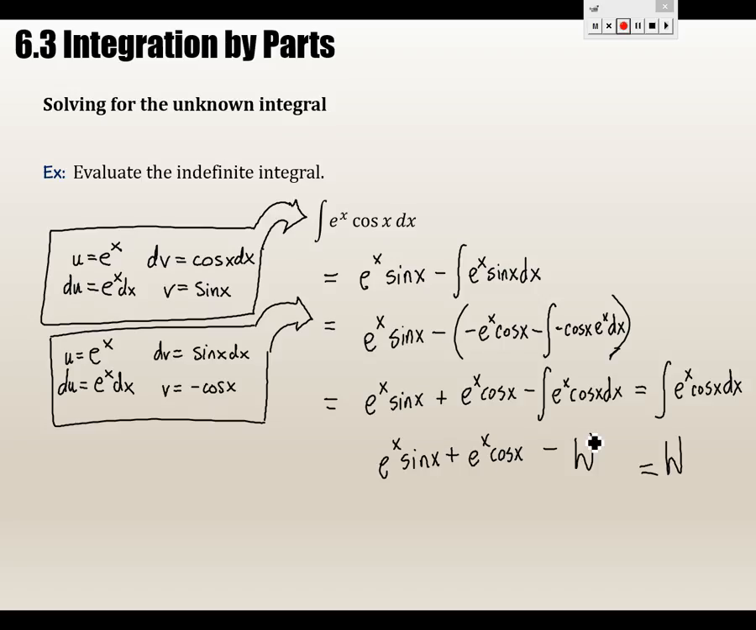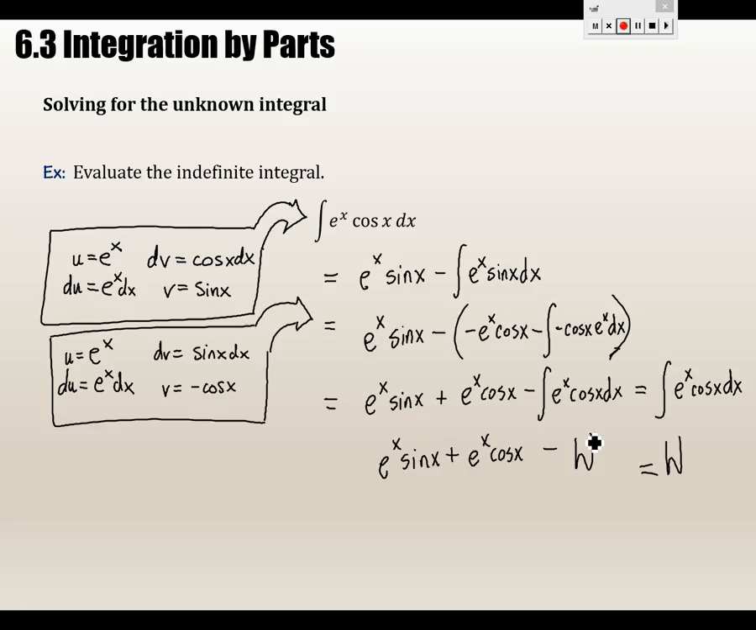But I do know that the thing I want to know, we'll call it capital W, is... this is certainly true, that e to the x sine x plus e to the x cosine x minus the thing I want to know is equal to the thing I want to know. How might you find the thing you want to know? I think it might be time to outsource this to our friends in Algebra 1, right?